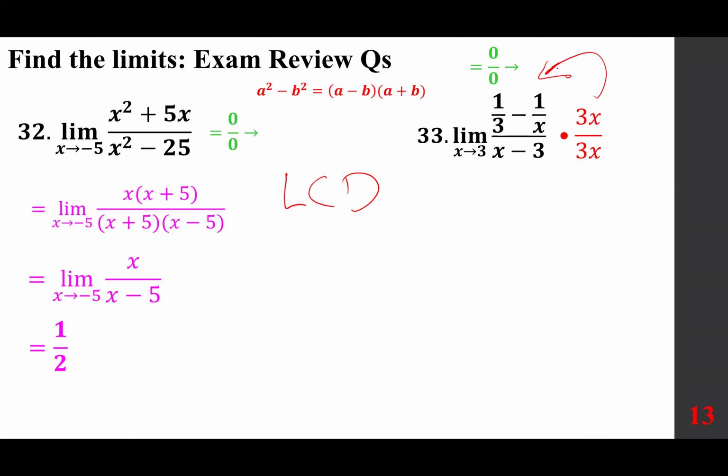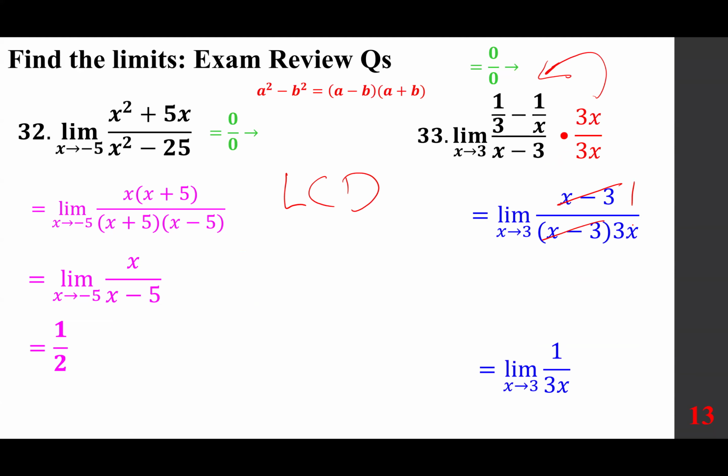As we distribute over the numerator, we get x minus 3. They cancel each other. And when we plug in, we get 1 over 9. What's important to know, you have to carry the limit sign, okay? Otherwise, you can't replace the x with 3.